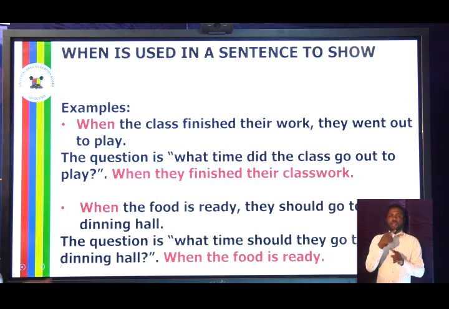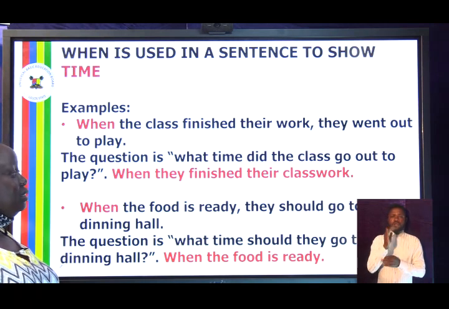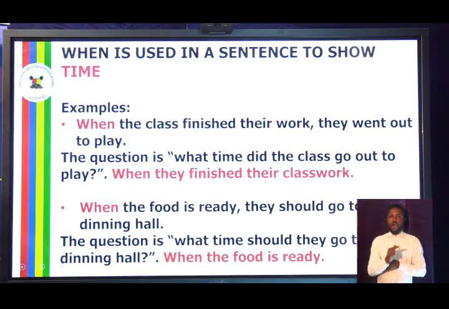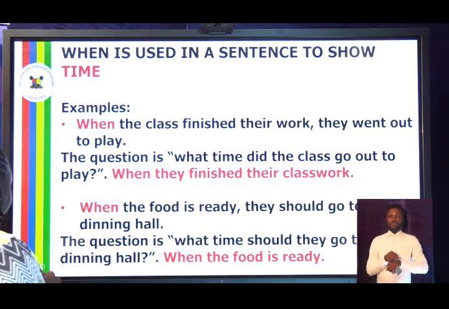Another example, when the food is ready, they should go to the dining hall. The question is, what time should they go to the dining hall? And you have that response, when the food is ready. When here is expressing or showing time.